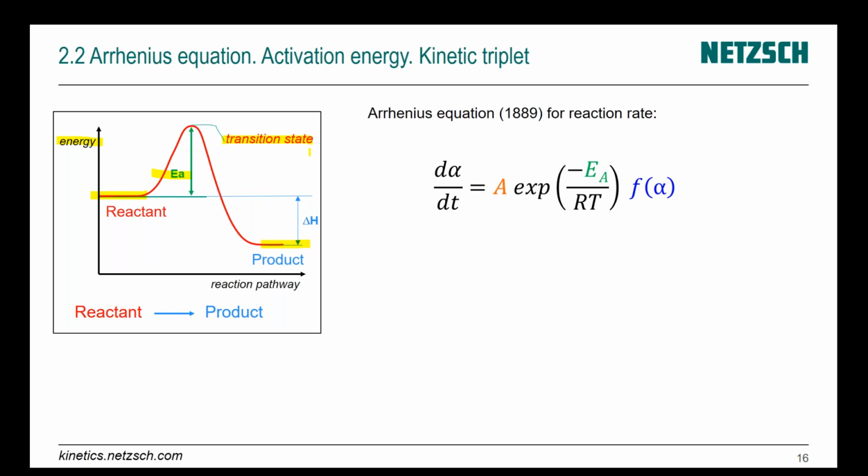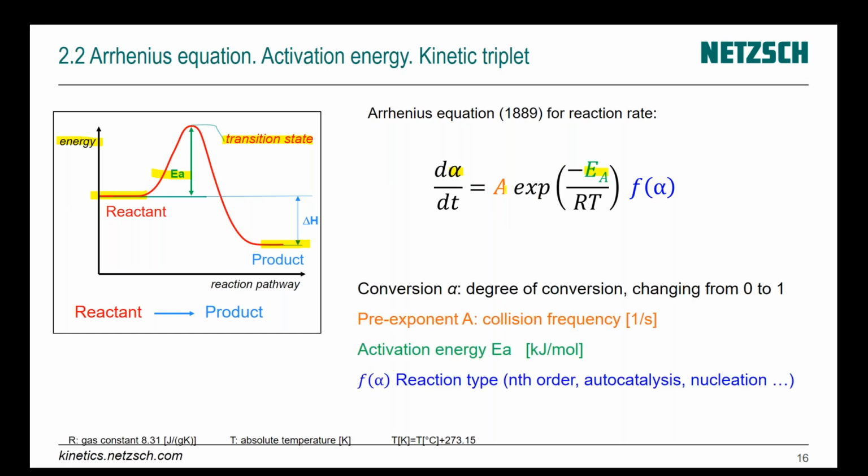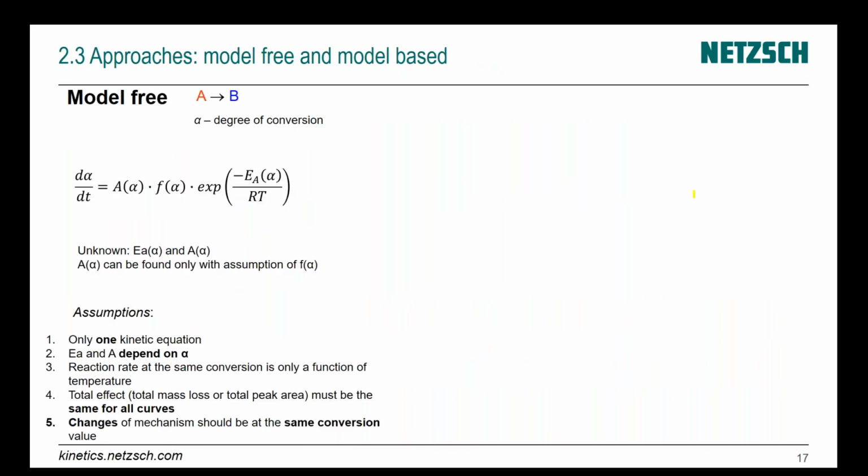Generally, it was described in the last century. No, it was more than 100 years ago by Arrhenius. We have a reaction rate where alpha is our degree of conversion, activation energy is E, A is the pre-exponential factor, meaning collision frequency, and f(alpha) is our reaction type, maybe nth order reaction or autocatalytic reaction, nucleation reaction. This is the main equation, but it could practically be applied in two other ways, by two other approaches. The first of them is called the model-free approach.